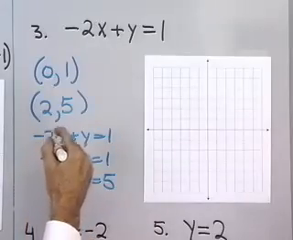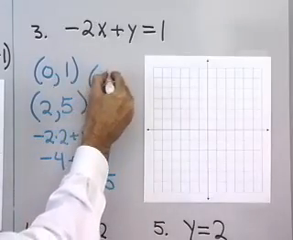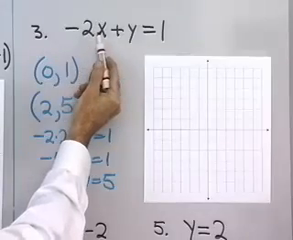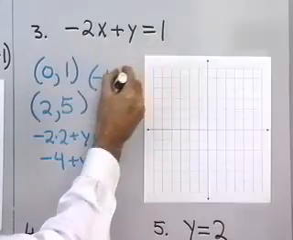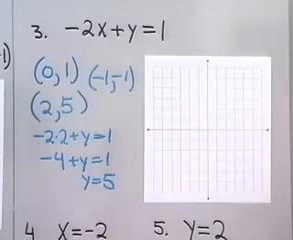And then let's just get one more point for insurance. How about a negative 1 for x? Then I have negative 2 times negative 1. That's a positive 2, plus y is equal to 1. Y must be equal to negative 1 in that case.